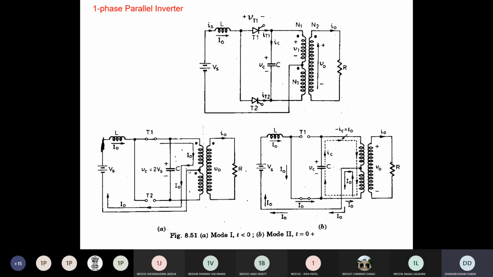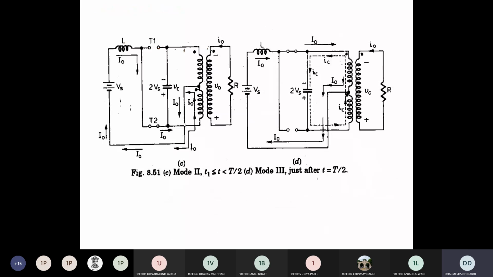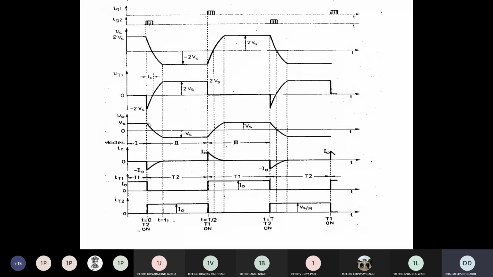You can see this is the circuit diagram when T1 is conducting. So this is the output voltage, V0 is Vs when T1 is conducting, and the capacitor current is 0 because your capacitor is fully charged to 2 Vs, so it acts as an open circuit. There is no current flowing into this capacitor, so the capacitor current is 0. At that time the thyristor T1 current is flowing because it is on. That is constant also because the voltage is constant Vs. So Vs divided by load resistance R gives the constant current I0 flowing through T1. At this instant T2 is not conducting, so the current flowing through T2 is 0.